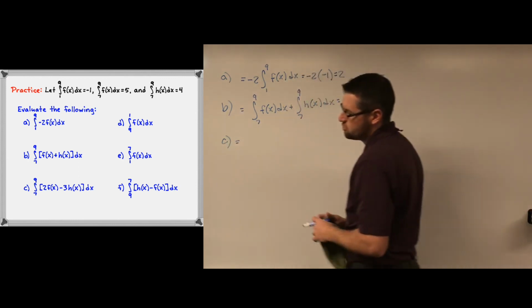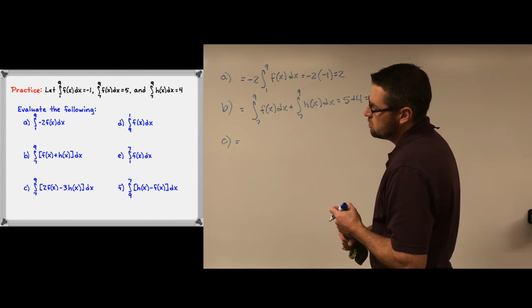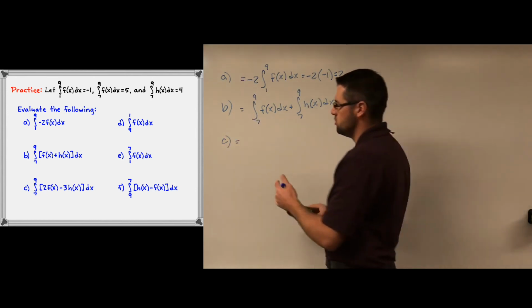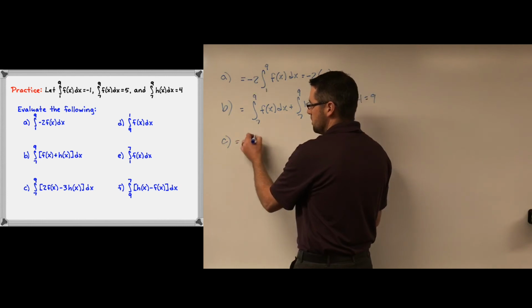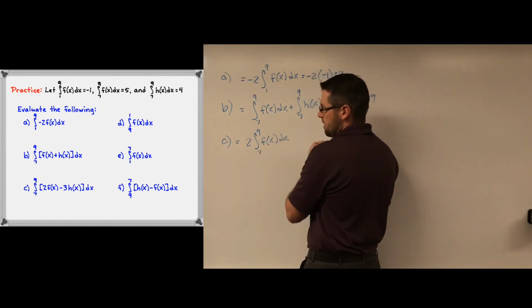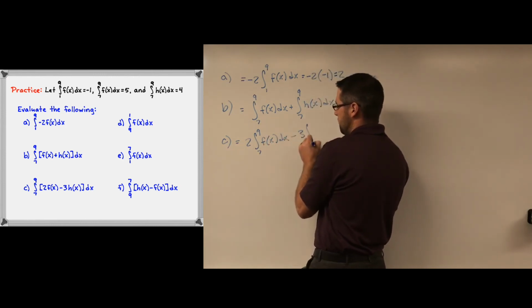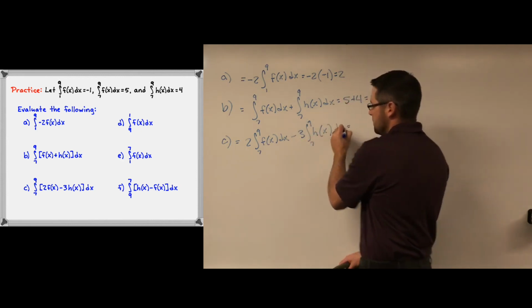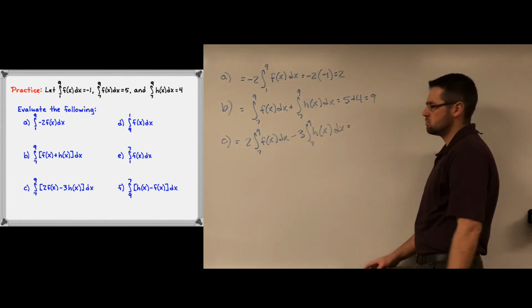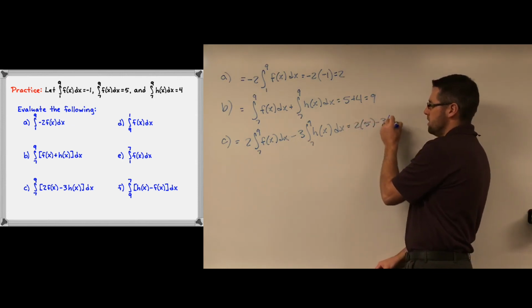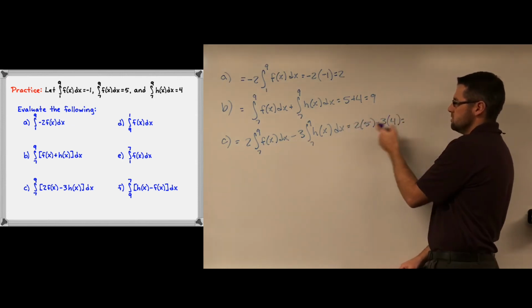All right, C. So it's going to be the same type of thing as B, but we're going to take out the 2. So this is going to be 2 times the integral from 7 to 9 of f of x dx minus 3 times the integral from 7 to 9 of h of x dx. So 2 times 5 minus 3 times 4, which is 10 minus 12, negative 2.